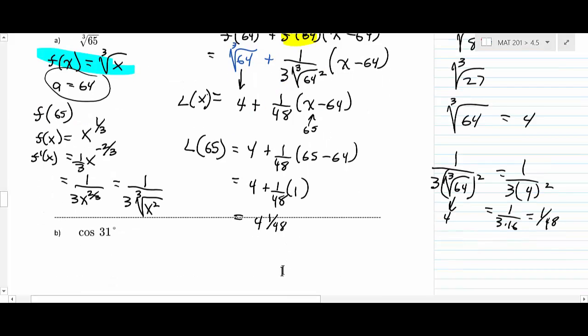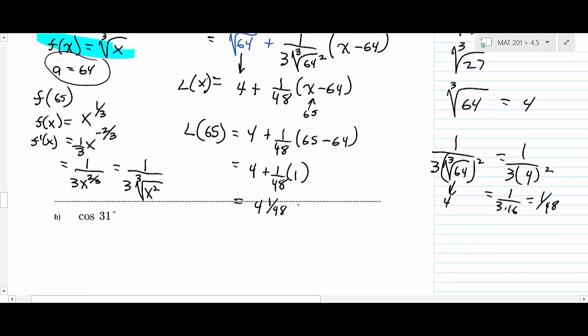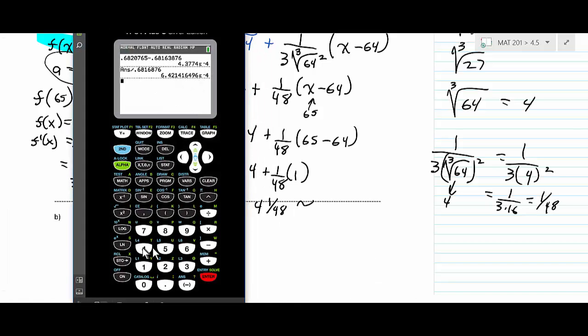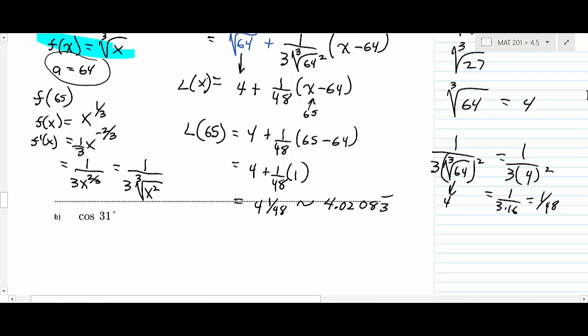And you can write it that way, or you could go ahead and write it as a decimal if you wanted to too. So if I just do 4 plus 1 over 48, I'll just maybe round that to a few decimals. Okay, that would be about 4.02, and the 3's repeat. You can round it to whatever you're supposed to round it to. That's it. So that's your linear approximation.